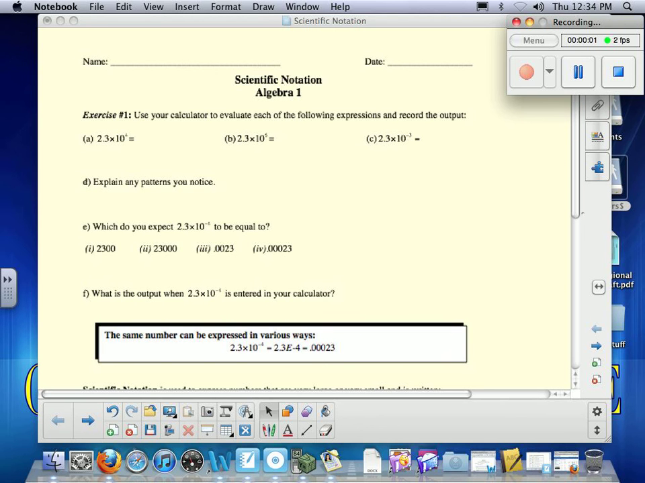Today we're going to talk about scientific notation, which is a shortcut for scientists and mathematicians and high school students to use when we want to work with really large or really small numbers. We're going to use our calculators a lot today.